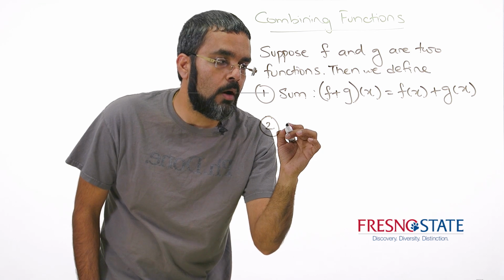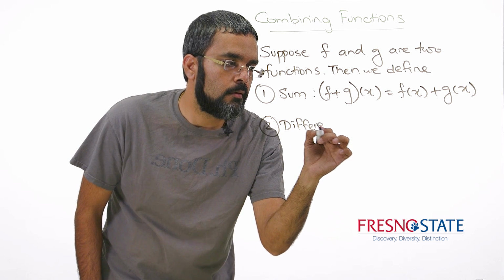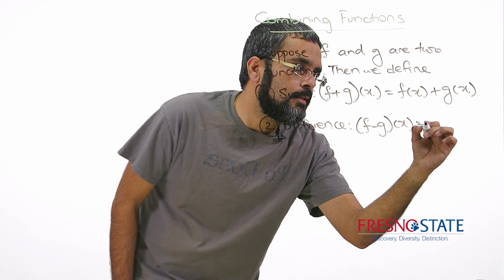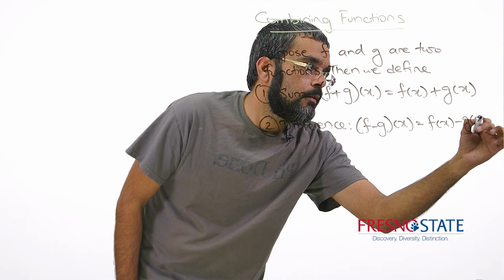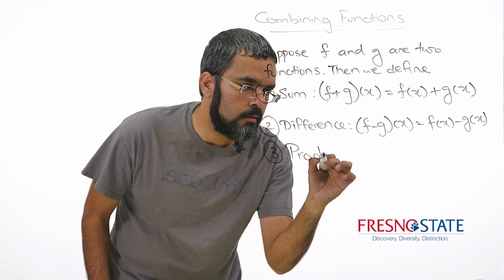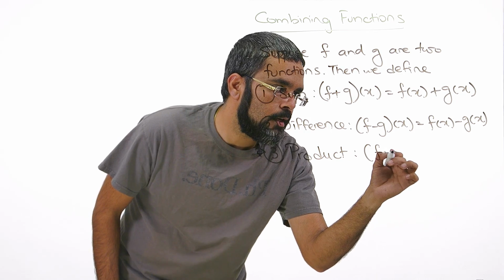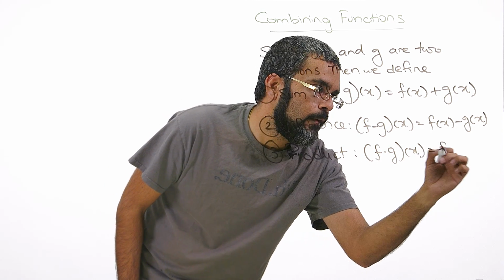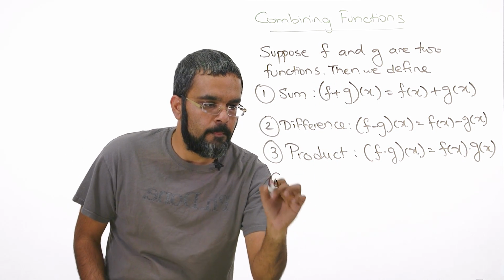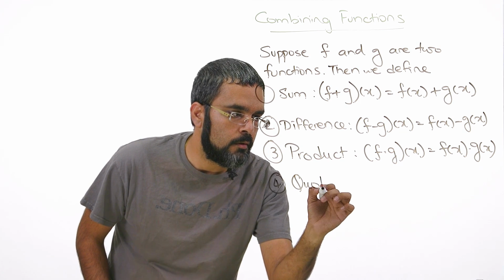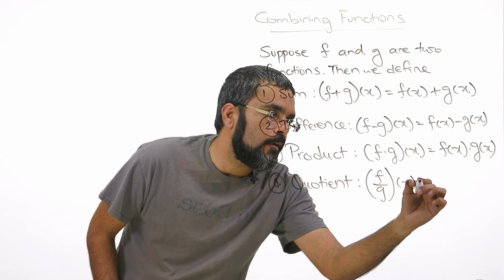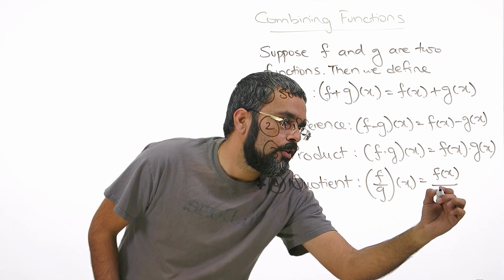We have another combination, which we call the difference, and we define that as f minus g of x, which is f(x) minus g(x). Then we have the product of two functions, which is f times g of x, which is f(x) times g(x). And finally, we have the quotient of two functions, which is f over g of x, and we define that as f(x) over g(x).